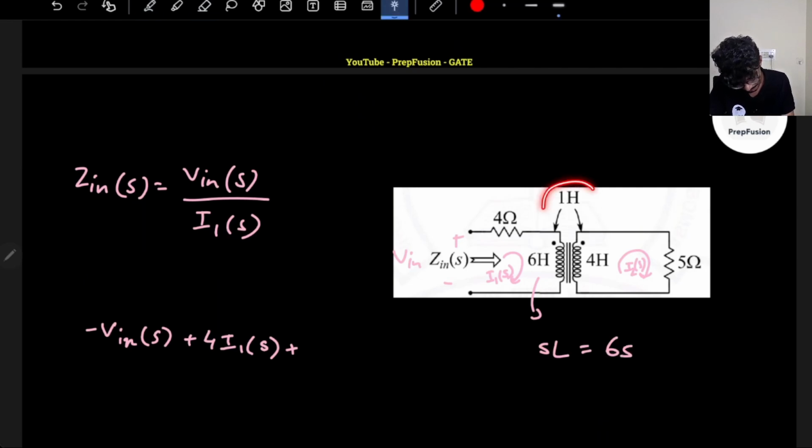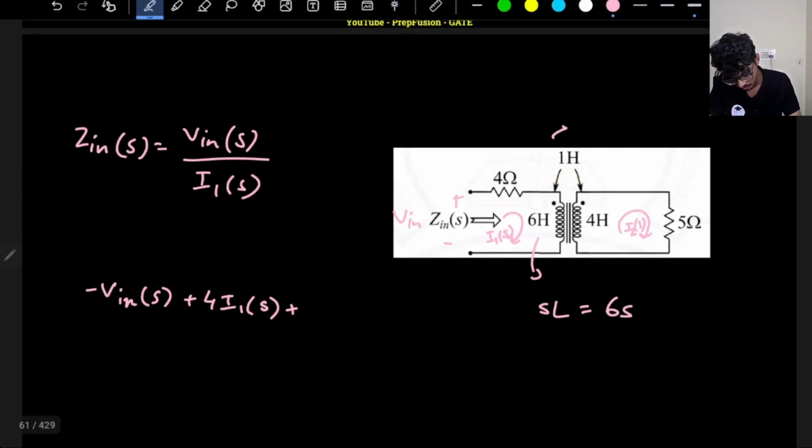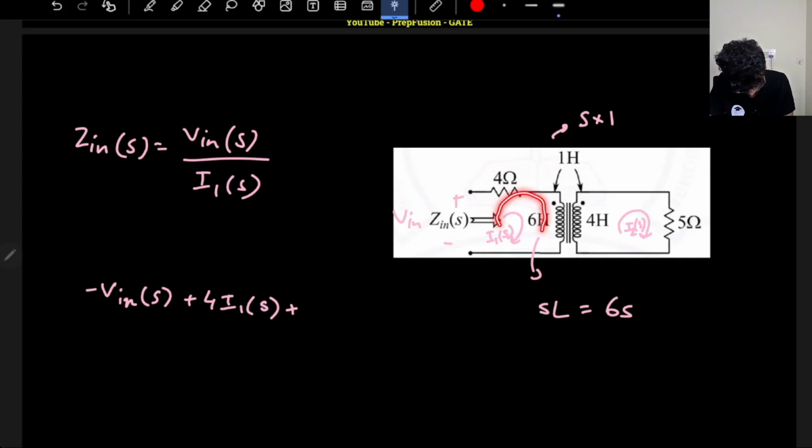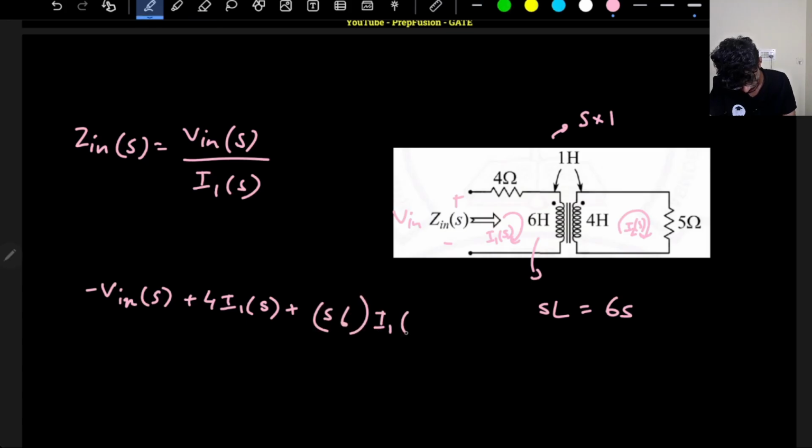Also there is mutual inductance as well. If I convert the mutual inductance, it will be S into 1. So the drop in the inductance is 6S, that is the reactance, into the current, obviously I1 of S. This is the drop basically. Now of course the mutual inductance will oppose the cause. Let me just find out the current. So here current is entering the dot and here current is leaving the dot.